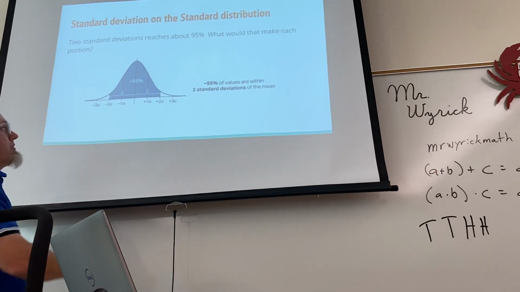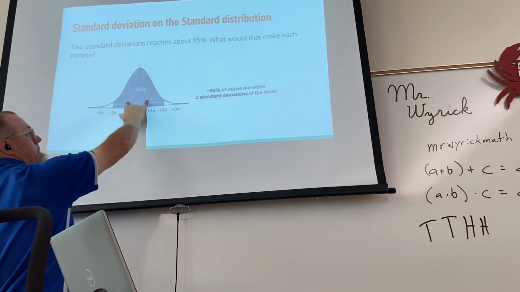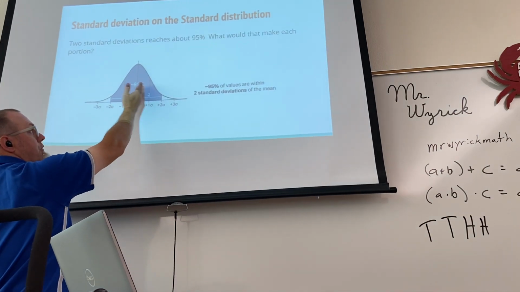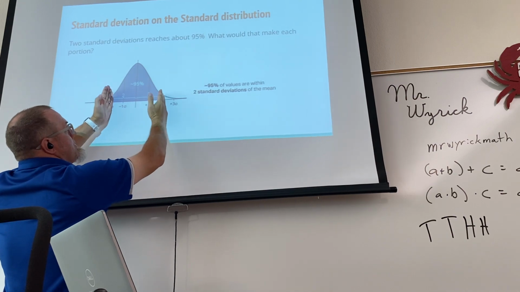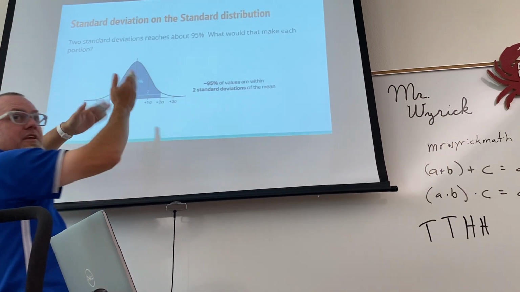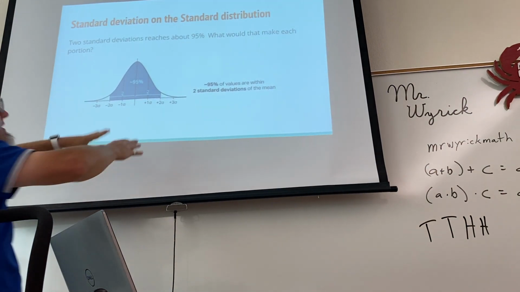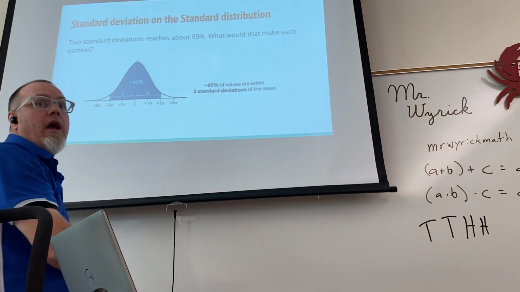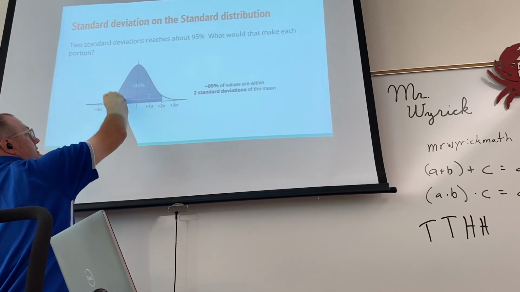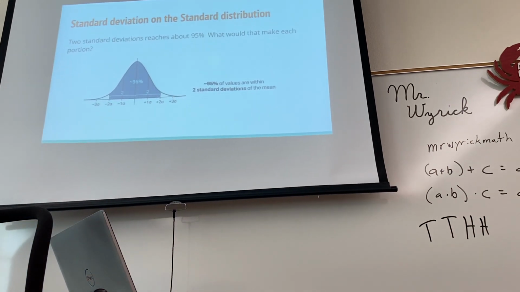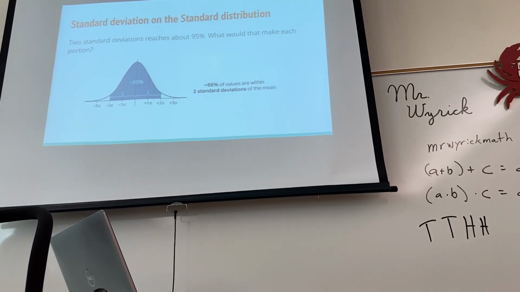Okay? So the middle part is 68%. So it's 34 and 34. This larger part right here to 2 standard deviations, that's 95. But it includes that 68 that we already have. So 13.5 over here, 13.5 over here. And that takes us up to 95%.